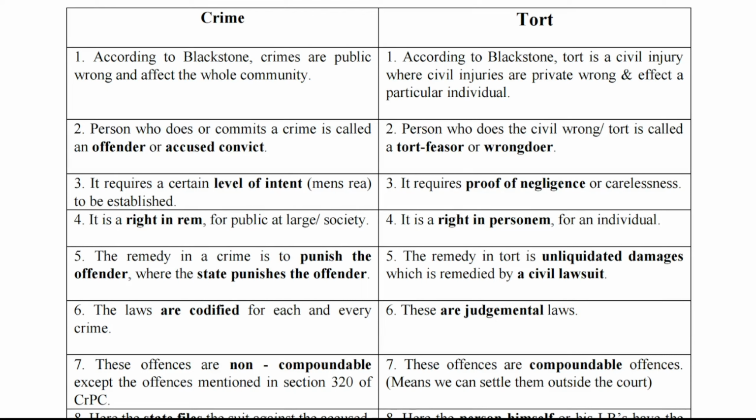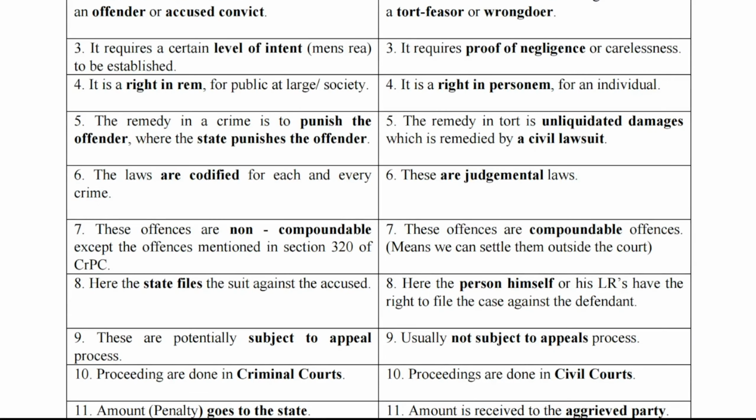Fifth point, the remedy in crime is to punish the offender, where the state punishes the offender, whereas the remedy in tort is unliquidated damages, which is remedied by a civil lawsuit. Sixth point, the laws are codified for each and every crime, whereas in tort, these are judge-made laws.